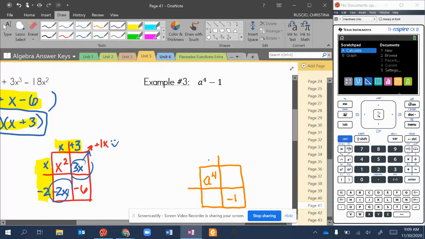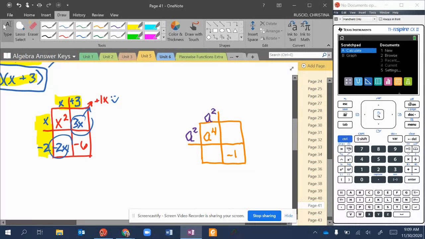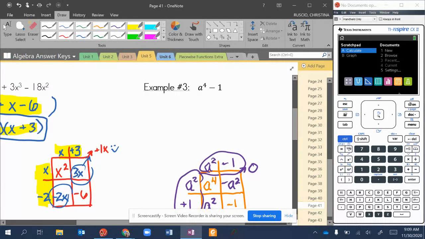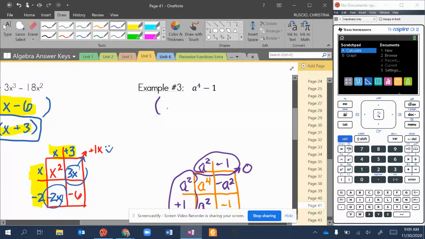How do I get a to the 4th? Well, if you're thinking a squared times a squared, you're correct. How do I get negative 1, but also get my terms to cancel out to be 0? If you said positive 1 and negative 1, you're correct, because that becomes a squared minus a squared, equaling 0. So my two factors, remember, are on the sides of my boxes. So this factors to become a squared plus 1 and a squared minus 1.